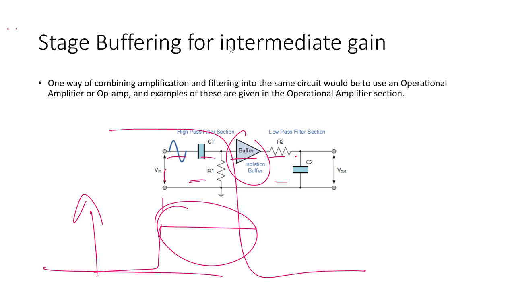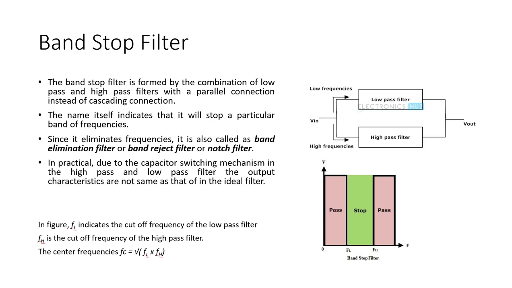So far we have studied low pass, high pass and band pass filters. The next topic is the band stop filter. The band stop filter is sort of an inverse band pass filter, and its central frequency is the same as that of the band pass filter. It is the geometric mean of FL and FH. So no doubt that these two filters will have FH and FL calculated in the same manner.